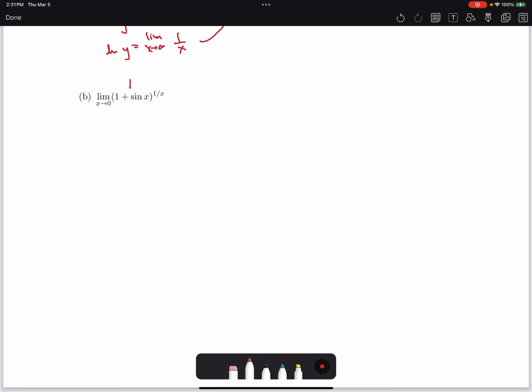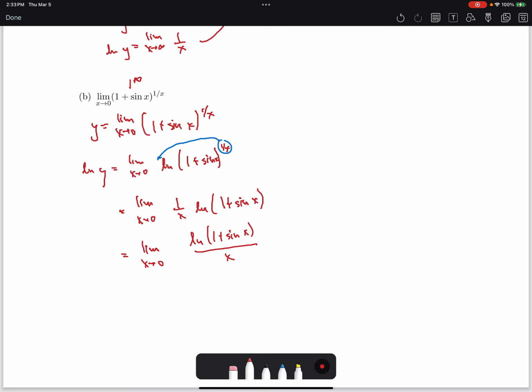As x gets really close to 0, we're plugging in a very small number here. 1 over a very small number is a very big number. So this would be a big number. So this is an indeterminate of the form 1 to the infinity. We're going to try the same trick that we did before. Okay, we'll set this thing equal to y. And then we'll take the natural log of both sides.